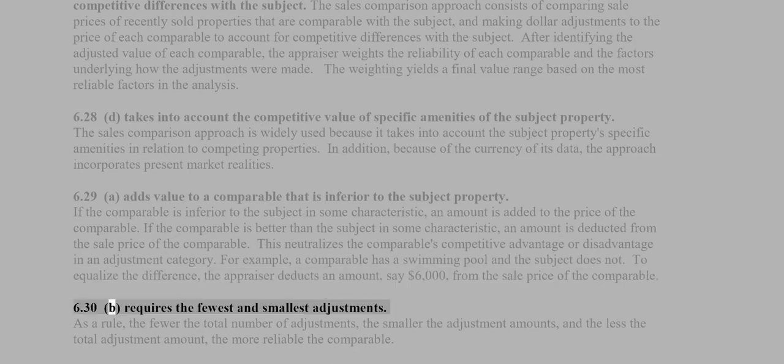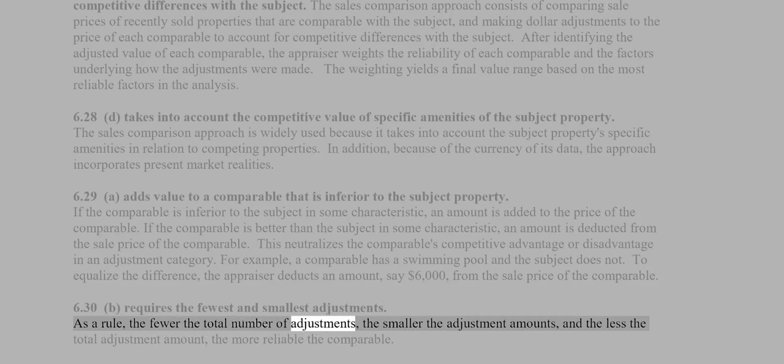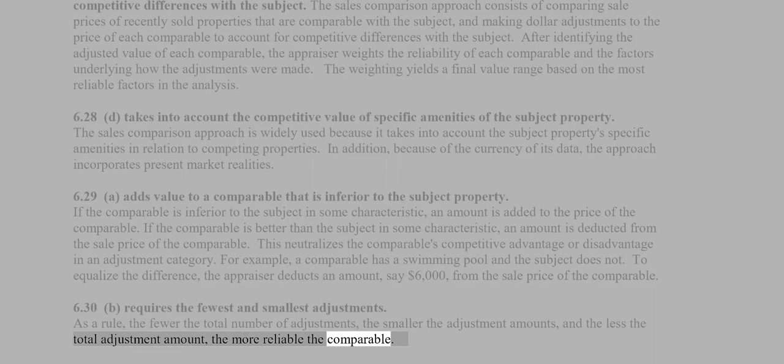6.30 B requires the fewest and smallest adjustments. As a rule, the fewer the total number of adjustments, the smaller the adjustment amounts, and the less the total adjustment amount, the more reliable the comparable.